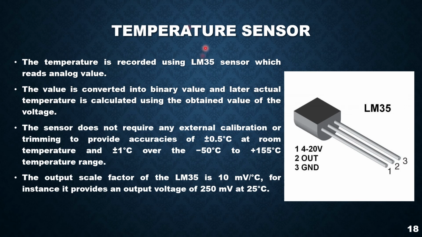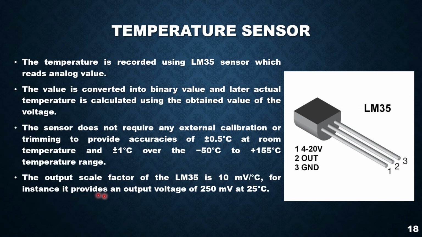And we also use a temperature sensor to control the room temperature. The temperature is recorded using the LM35 sensor, which reads an analog value. The value is converted into a binary value and later the actual temperature is calculated using the obtained value of the voltage. The sensor does not require any external calibration or trimming to provide accuracies of plus or minus 0.5 degrees Celsius at room temperature and plus or minus 1 degree Celsius over the range of minus 50 degrees Celsius to plus 150 degrees Celsius temperature. The output scale factor of the LM35 is 10 millivolts per degree Celsius.